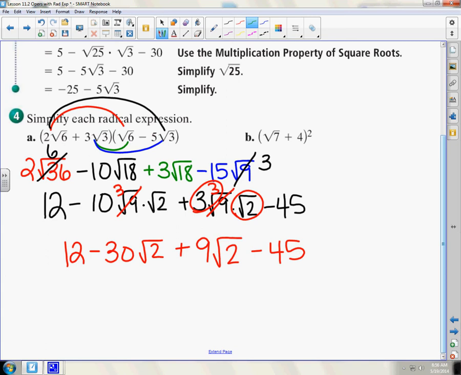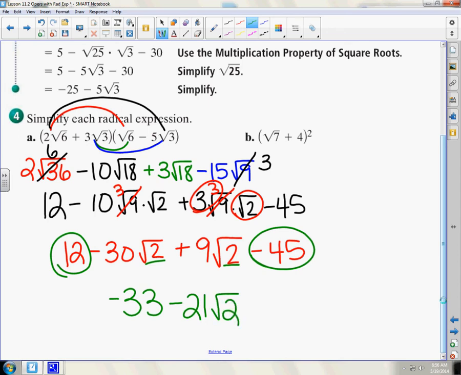Now my last step is I need to combine like terms. So I'm going to have 12 minus 45, which is negative 33. And these both have the same radical. So I can do negative 30 plus 9 and get negative 21, and then I add on my square root of 2.